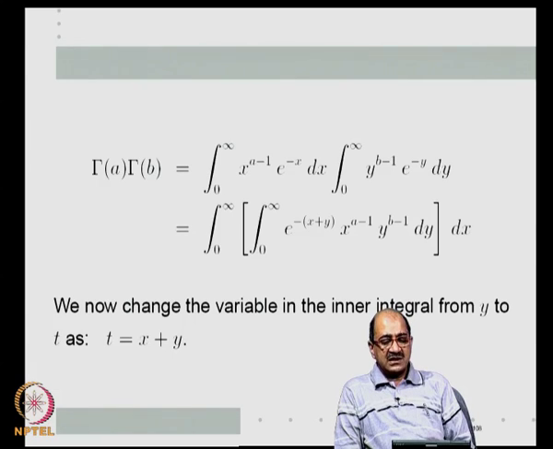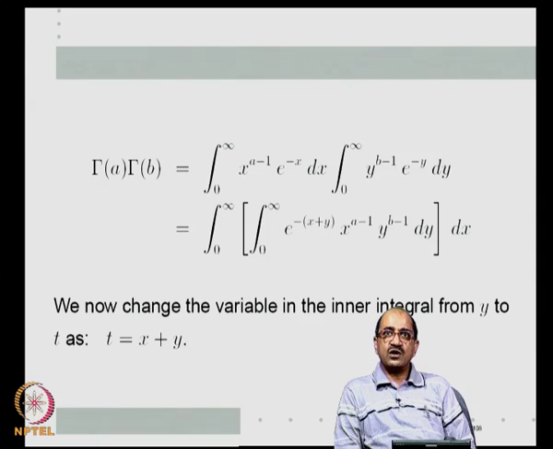Let us change y to t using the transformation t is equal to x plus y. What will this mean? dt is dy, so that does not change. When y takes value 0, t takes value x. When y takes infinity, t takes infinity. So, the limits 0 to infinity for y will become x to infinity for t, and x plus y will be substituted by t, and y itself will become t minus x.